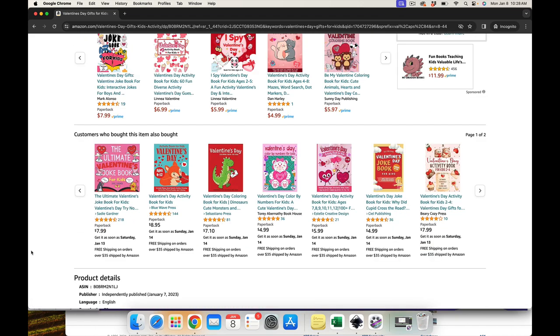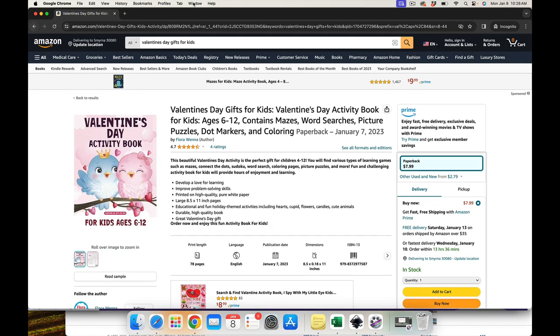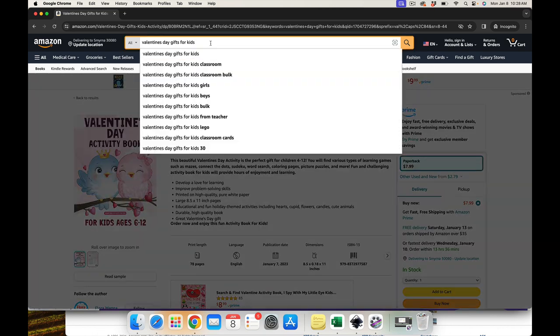And so there, even with typing in nothing but Valentine's Day or Valentine's Day gifts, we already have three or four really strong niches that we know are selling for Valentine's Day that we can publish in. And we haven't even had to try to create any of these ideas for ourselves to research.